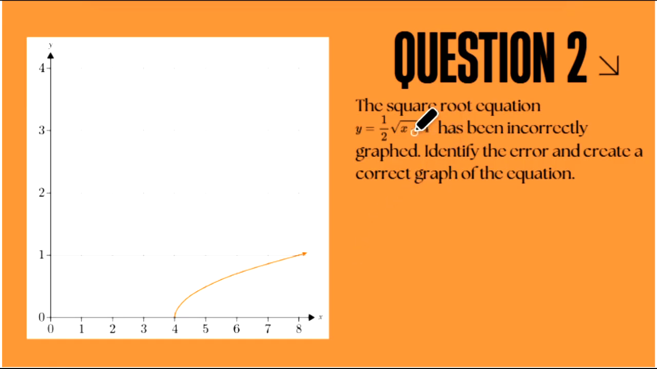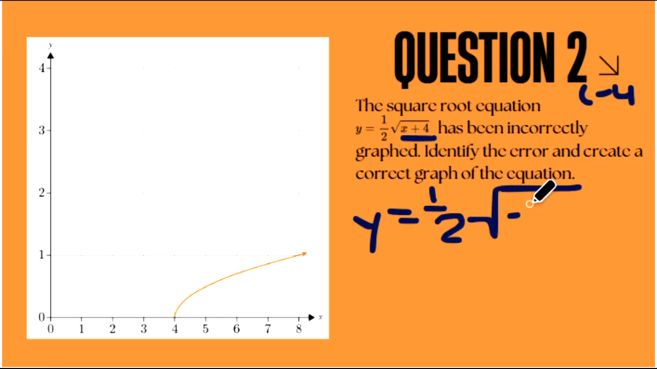Okay, but we're going to say here, this has to equal at least 0. So the lowest value of x is going to be negative 4. If x equals negative 4, we're going to go y equals 1/2 times the square root of negative 4 plus 4. Negative 4 plus 4 becomes 0. The square root of 0 is 0. Any number times 0 is 0, so y is 0. So our first point should be negative 4 and 0.